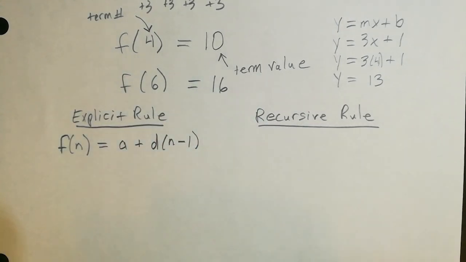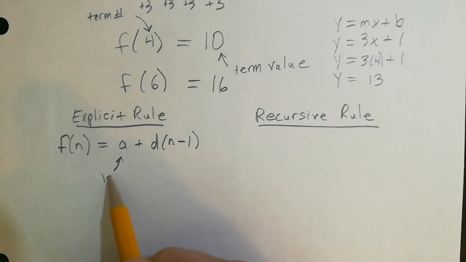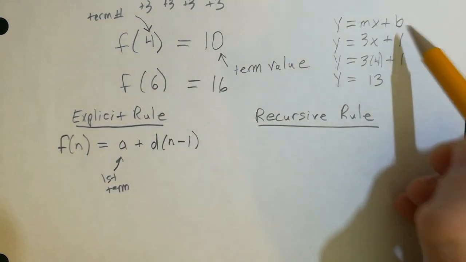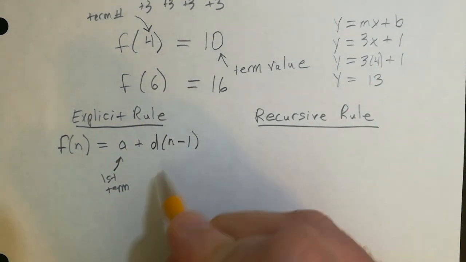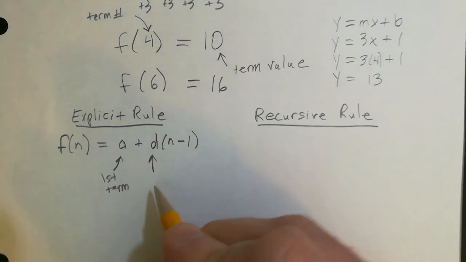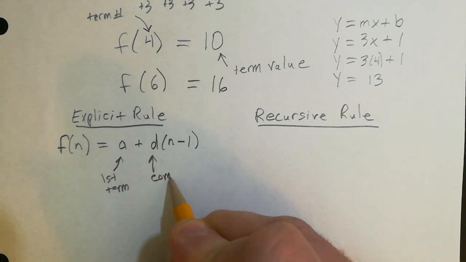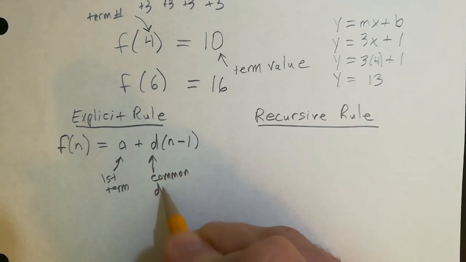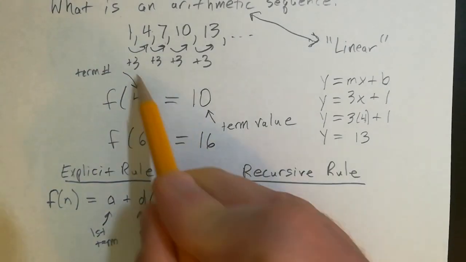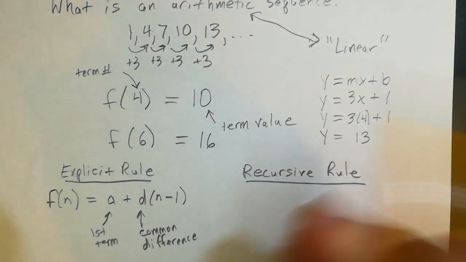Now the order's also switched a little bit here. A is the first term, or again, thinking back to linear stuff, that's kind of like the y-intercept, all right? And then this is the rate of change, but we don't call it rate of change or slope here. We call it the common difference, right? Because all the terms in this sequence have a difference of 3. 4 minus 1 is 3. 7 minus 4 is 3. 10 minus 7 is 3, right?